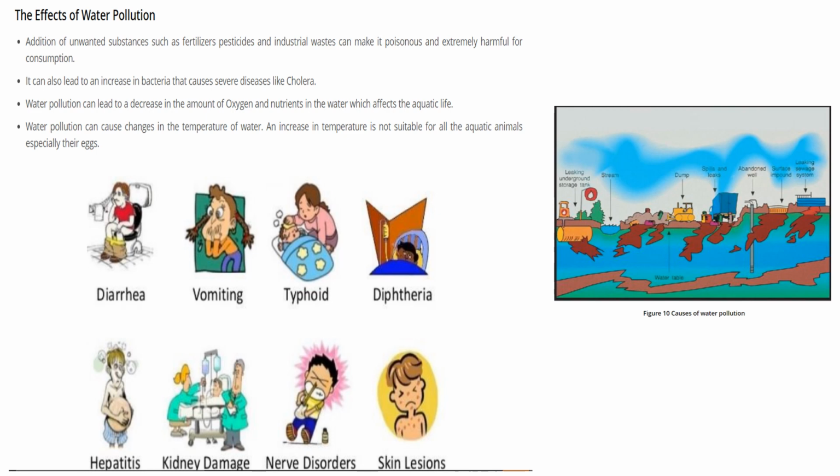These are the causes. And here you can see the causes of water pollution, like leaking of underground storage tank, then due to the steam, then the dump soil and the leaks, abandoned well, surface impound, leaking sewage system. So these are some of the causes. So water pollution can cause changes in the temperature of water.